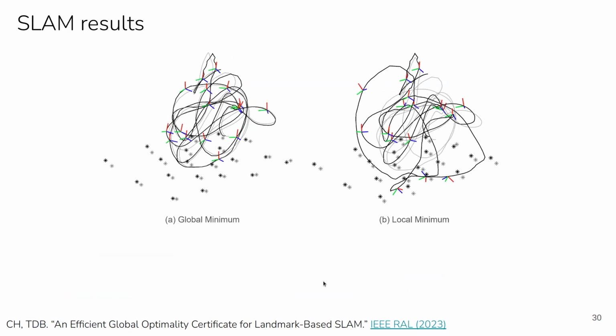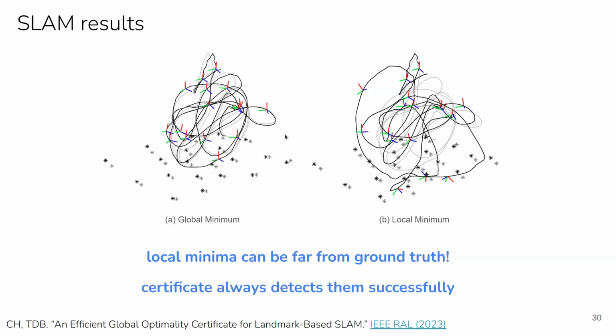And this is just a quick example of how this method performs. This is on a real data set, a handheld stereo camera data set. And you can see that on the left is a global minimum, on the right is a local minimum. And you can see that the local minimum is indeed quite far from the ground truth here. And the certificate allows us to detect that. So here on the left, the certificate holds, and on the right, it doesn't hold.